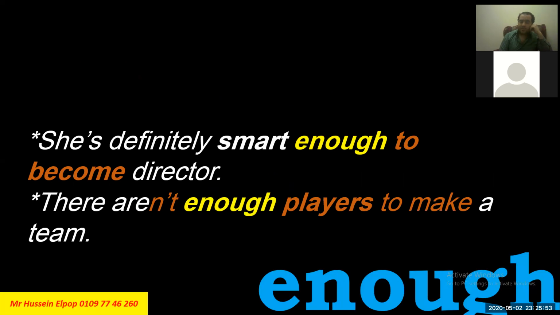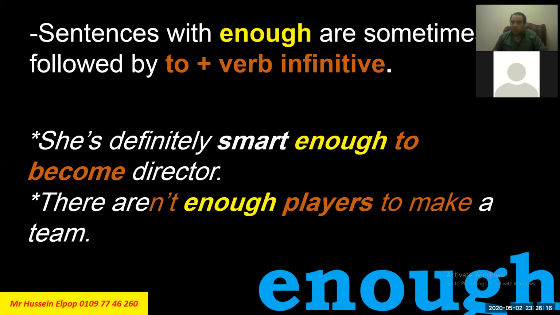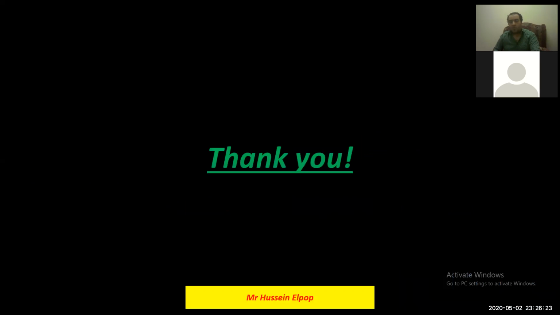What comes after enough here? To, the infinitive verb, which is to become. She's definitely smart enough to become. Or sometimes you can use a noun, then the infinitive. There aren't enough players to make a team. These are different expressions using enough. Sentences with enough are sometimes followed by the infinitive form.